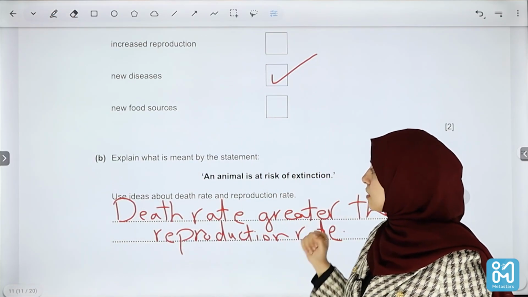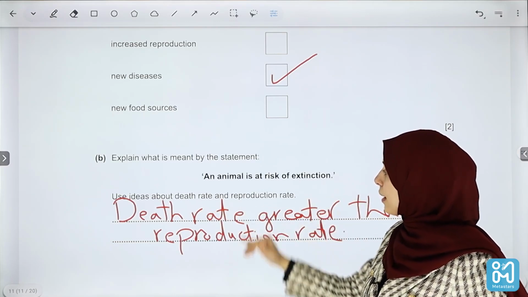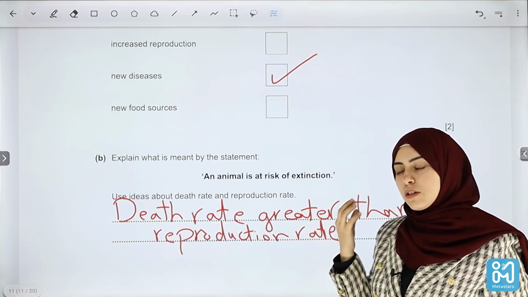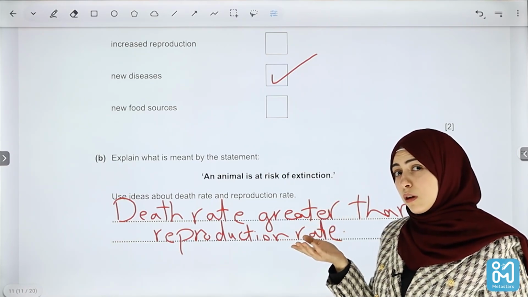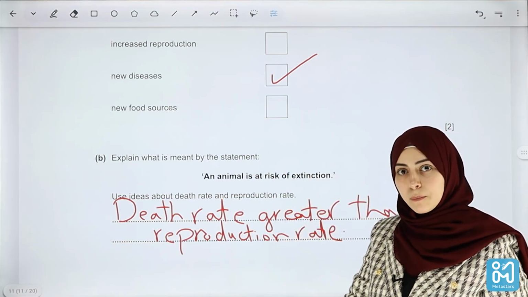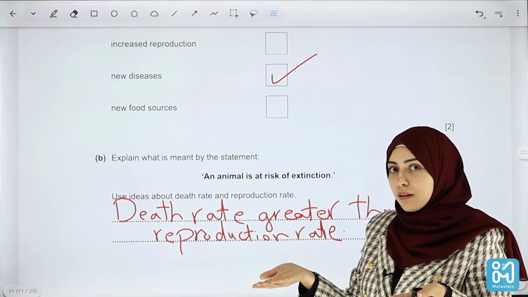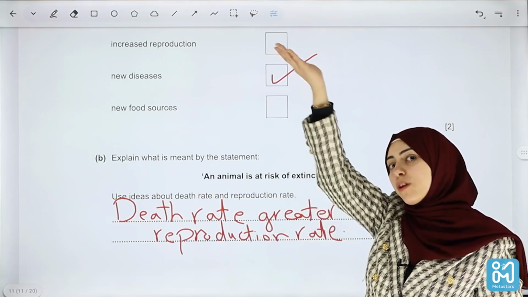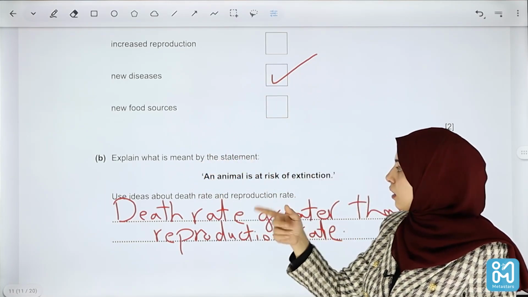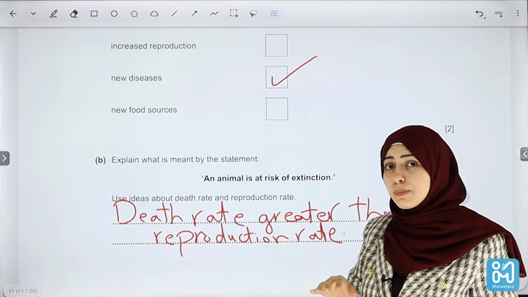Explain what is meant by this statement: an animal is at risk of extinction. It's an idea about the death rate and the reproduction rate. An idea of extinction means the death rate is more than the reproduction rate. Because if the reproduction rate equals the death rate, nothing will happen, right? If the reproduction rate is more than the death rate, it's an advantage. Okay, but while talking about extinction, we are talking about the number decreasing in this population.